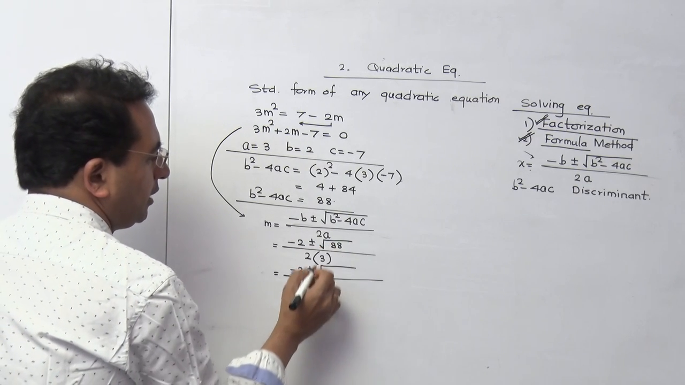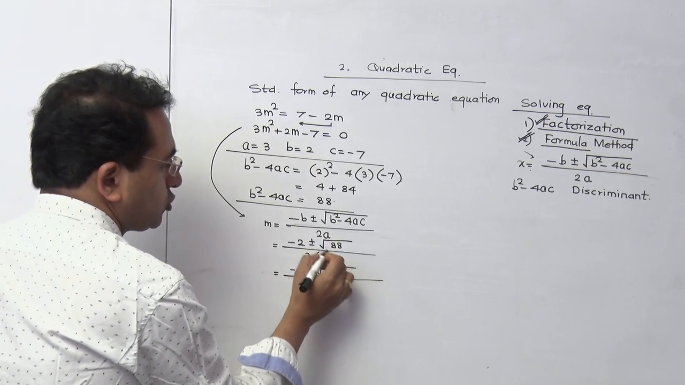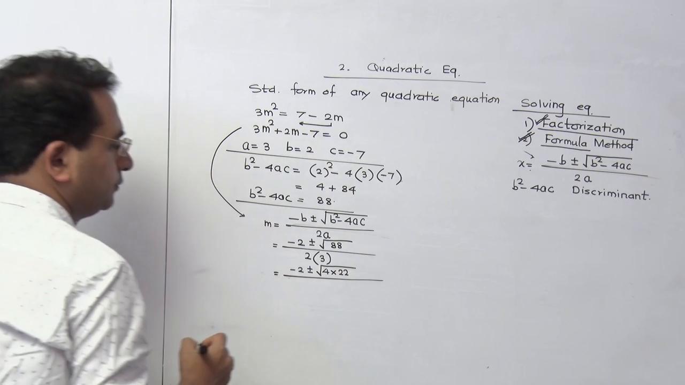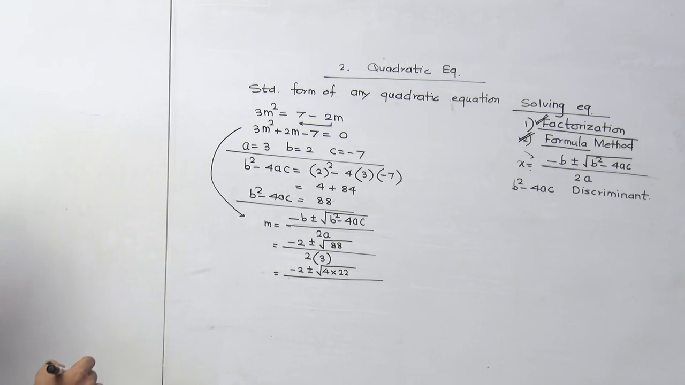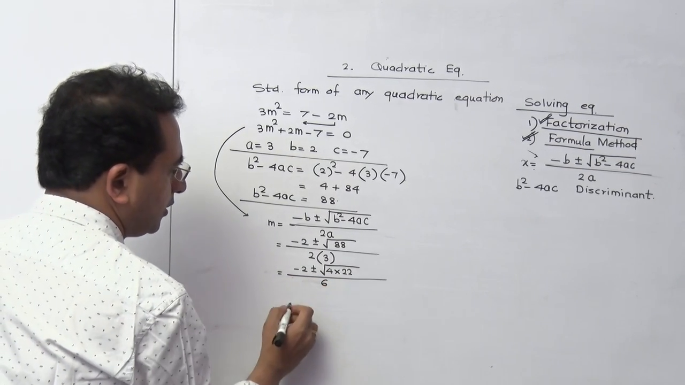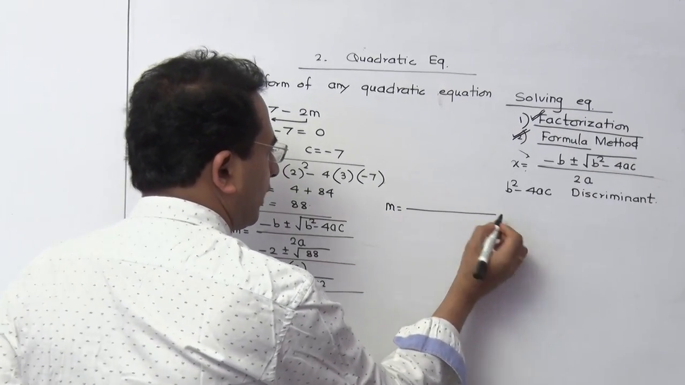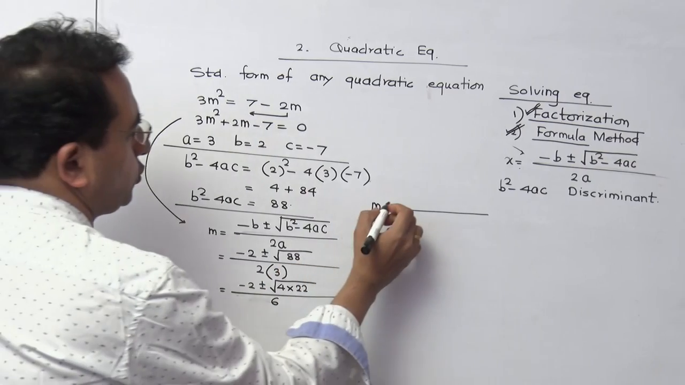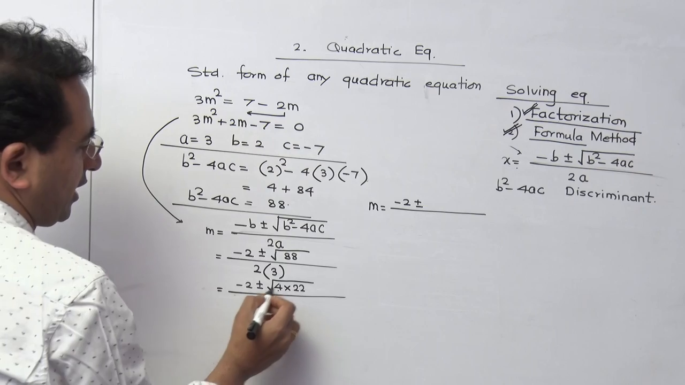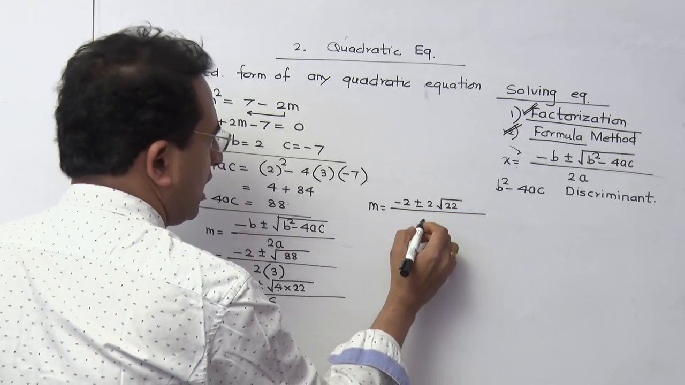Now what can be done here? This is 88. So 88 is to be simplified further as 4 multiplied by 22. Correct? This is going to be 6 then. So what is the next step that we are going to have? M is equal to, what can be done further? Minus 2. Then plus or minus. This 4 is taken out as 2. And then root of 22 upon 6.